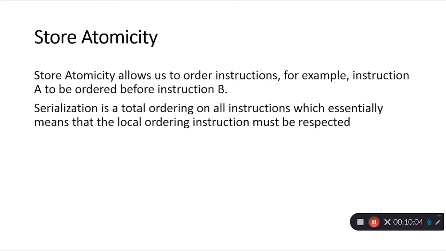Store atomicity. Store atomicity allows us to order instructions. For example, instruction A is to be ordered before instruction B. Serialization is the total ordering of instructions, which essentially means that the local ordering of instructions must be respected.